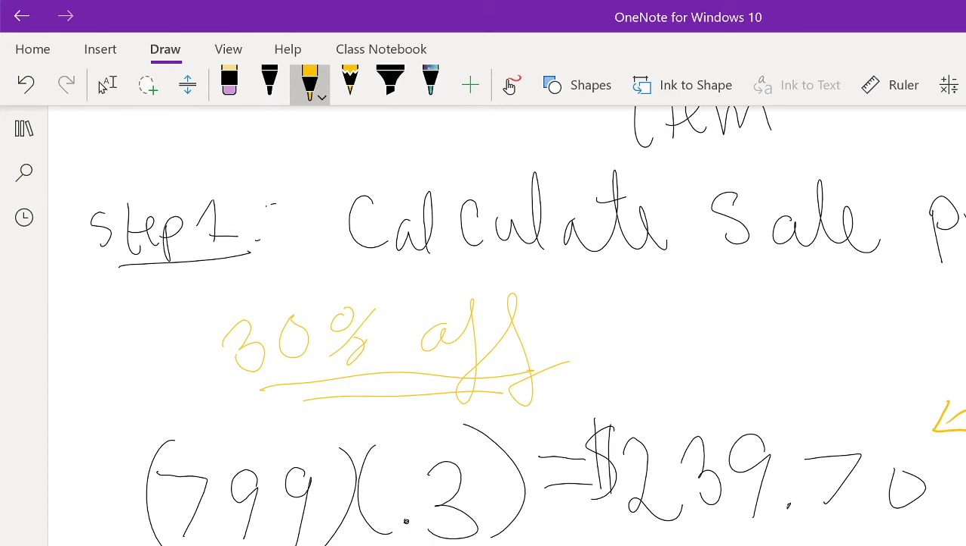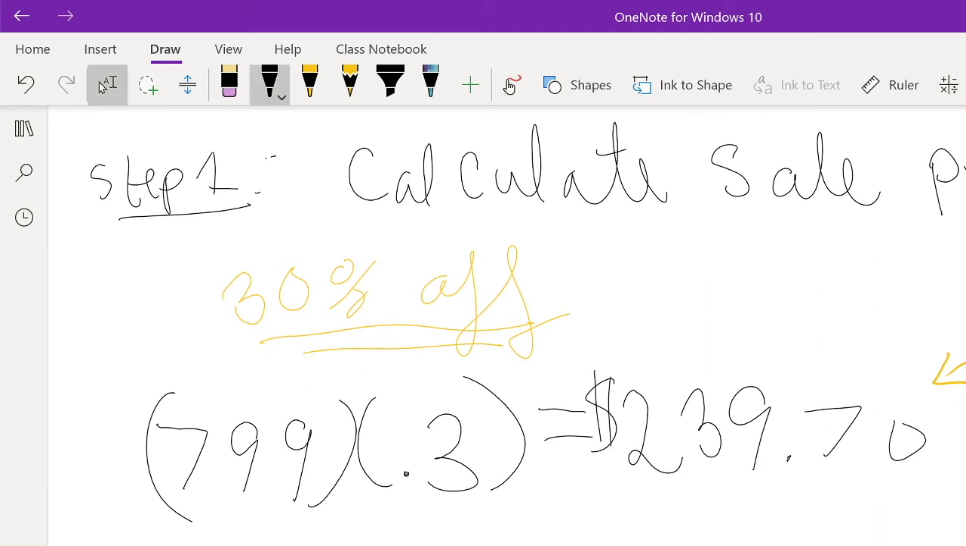Okay, so we're not quite done yet to find the sales price. All right, so now we can calculate the sales price. Right, and again, sale price will be the original price, or let's call it retail price.